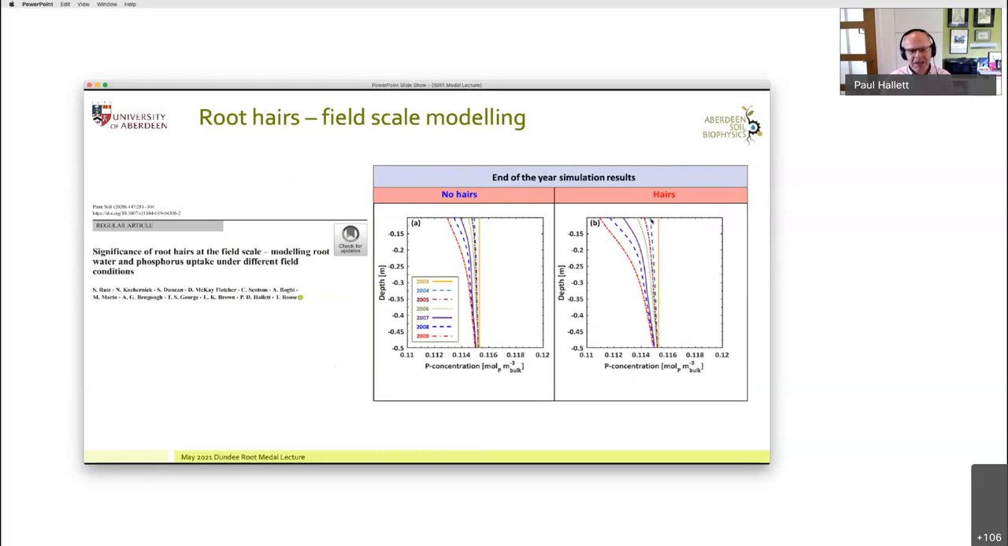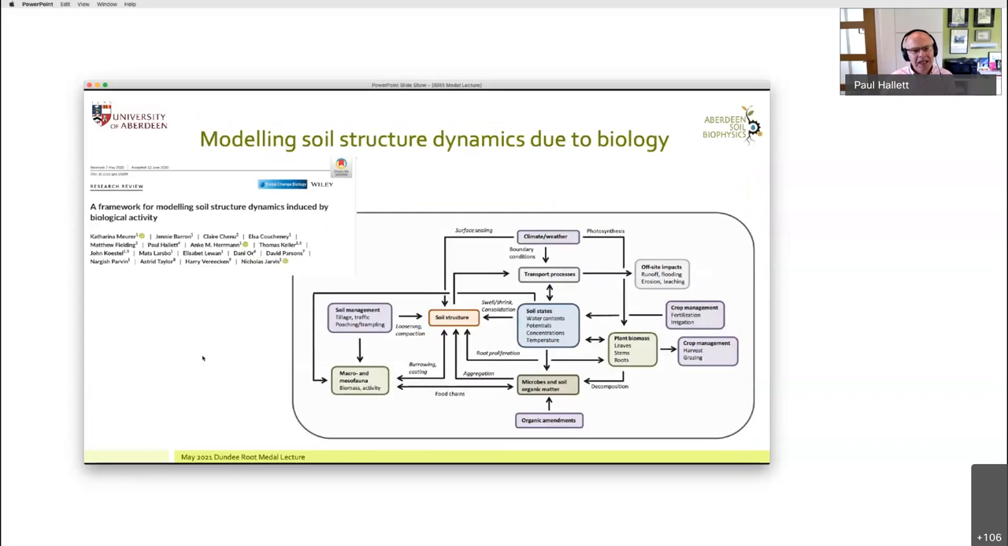And that's from this basic understanding of the mechanical impacts, of the physical properties of the different exudates and mucilage, and also of different traits of roots, such as the root hairs and also root architecture. Now, we did try to, in a different study, start to look at how soil structure gets affected by biology. This work was led by Nick Jarvis in Sweden.